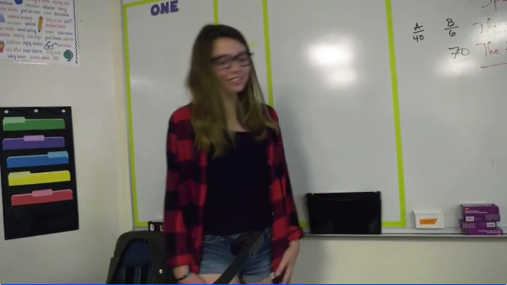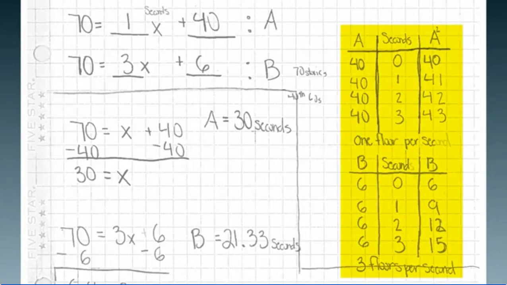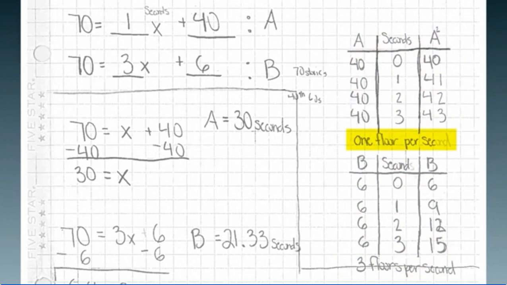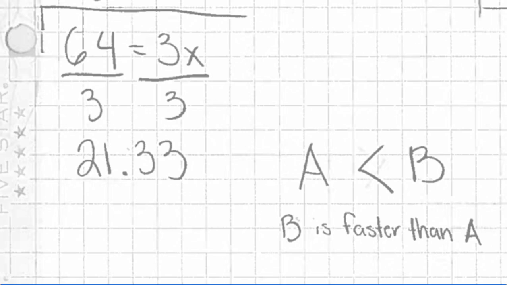Okay, so the first thing we had to do was find out the speed of the elevators. And using these tables, we figured out that for A, it's 1 floor per second, and for B, it's 3 floors per second. Okay, then what? Then we put them into these equations. We subtracted 6, which we got 64, and then we divided by 3, and we ended up getting 21.33.